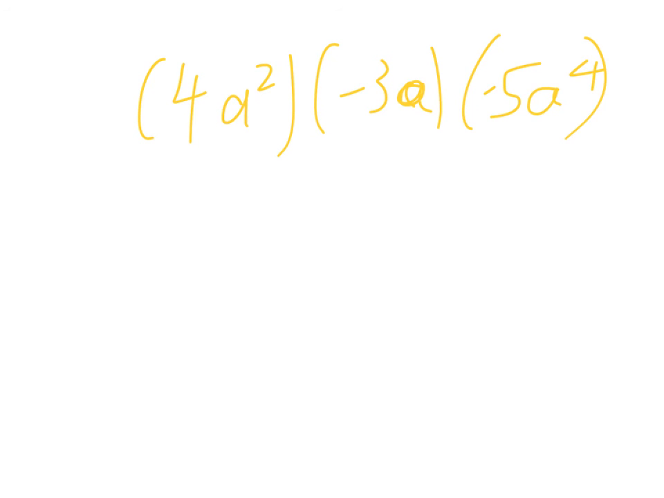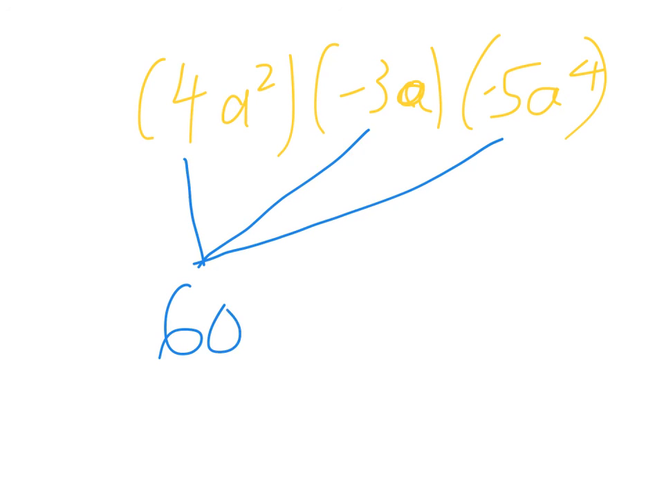All right, I'm going to write neater this time. And I'm not going to forget my variable. 4a to the 2nd times negative 3a times negative 5a to the 4th. Multiply the coefficients, which means I'm going to multiply 4, negative 3, and negative 5. That equals 60. Then you add the exponents. That's 2, that's 1, and that's 4 for a to the 7th.